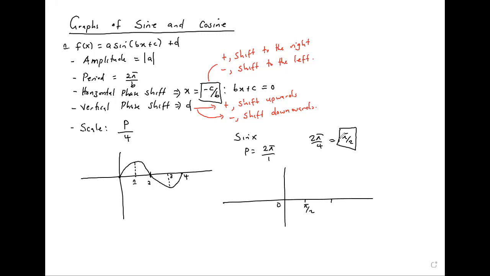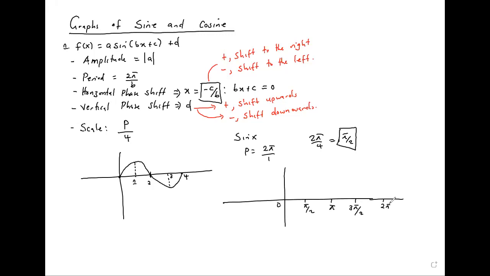So 0 plus pi over 2, we get pi over 2. Pi over 2 plus pi over 2, we'll get pi. Pi plus pi over 2, we'll get 3 pi over 2. And again, 3 pi over 2 plus pi over 2, we'll get 2 pi.